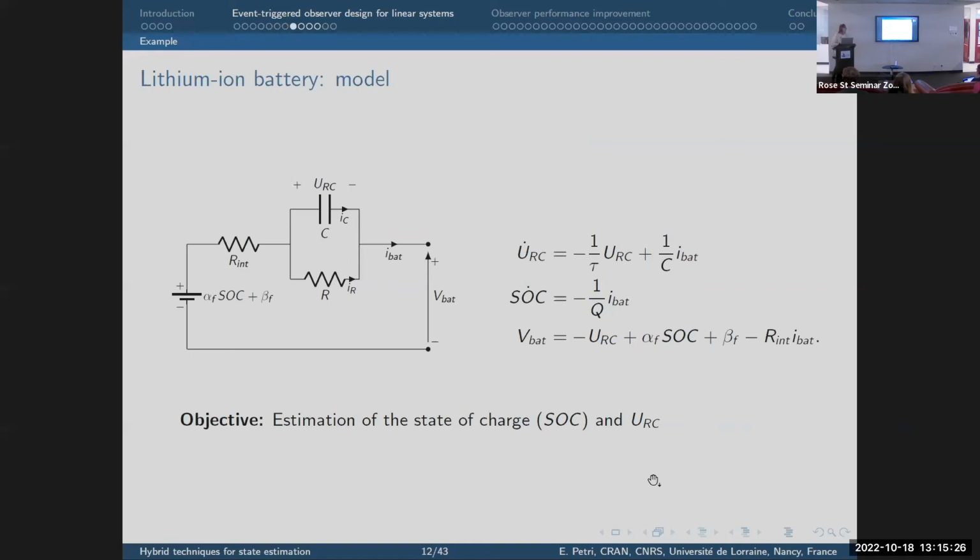And we can now see on a numerical example how the proposed event-triggered observer works. In particular, we consider a lithium-ion battery that is described by this electrical circuit and by this equation. And the internal state of the system that is unknown and we want to estimate is the voltage of this RC circuit and the state of charge of the battery. The input of the system is the current I bat, and the measured output is the voltage V bat.